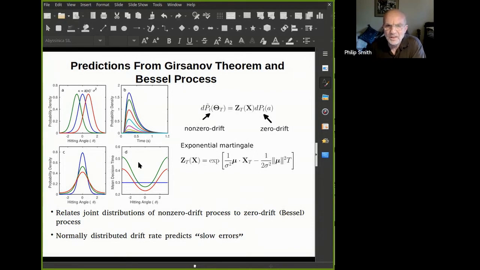And so you can see this slow error pattern in the red and the green functions in the lower right here. So these are the mean reaction times or mean decision times that you predict when you have trial-to-trial variability in drift rate. And the continuous slow error pattern appears as a kind of dish-shaped function where the fastest responses are the most accurate ones with a hitting angle of 0 for the centered process, and responses become progressively slower as you move out towards the extremes. So the two functions I'm showing you here are just for different values of the drift rate variability.